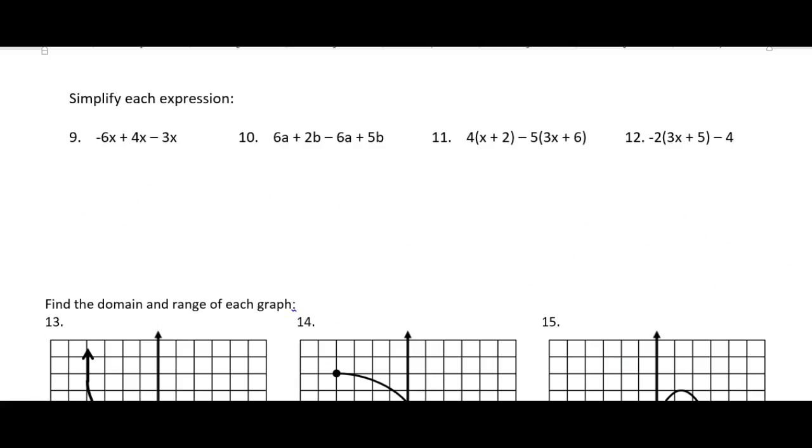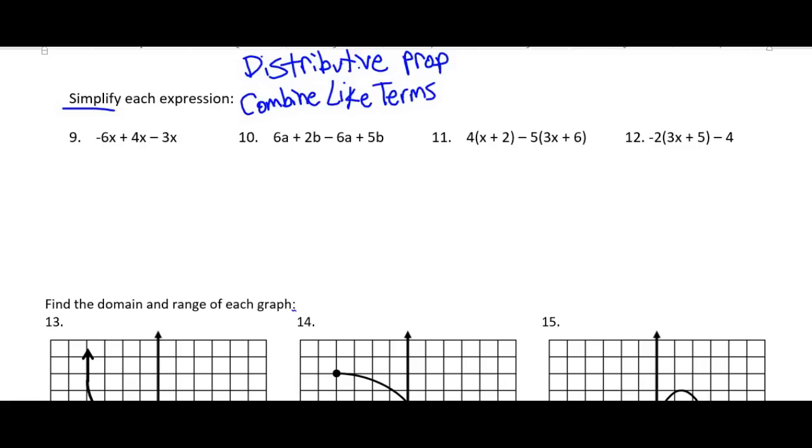Number 9, simplify each expression. When it says simplify, we are shortening this expression down as small as we can using the distributive property, and then combining like terms. Look at that perfect handwriting. Number 9, we have 3 different x terms. We got negative 6, 4, and negative 3. So just combine all those. You end up with negative 6 and negative 3 is negative 9, plus 4 is negative 5x.